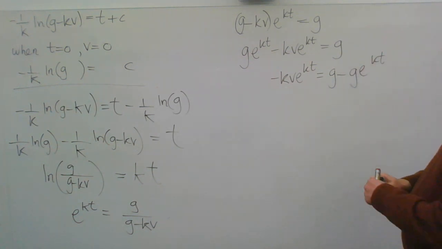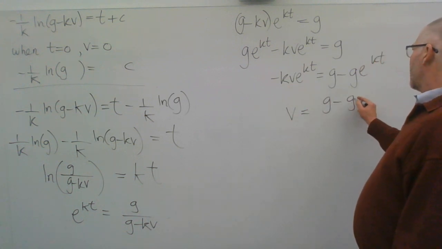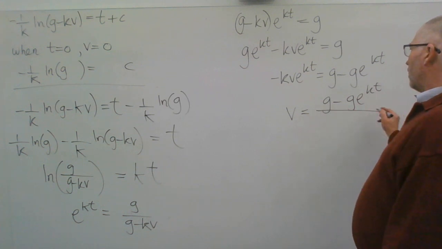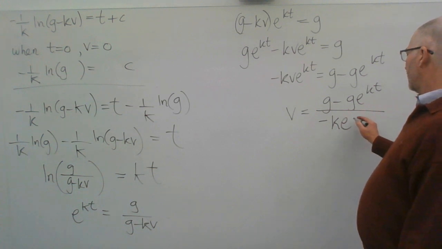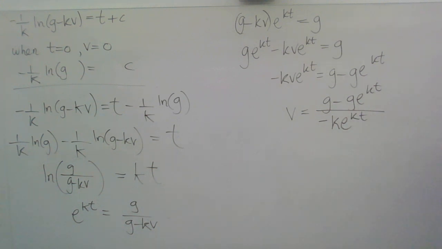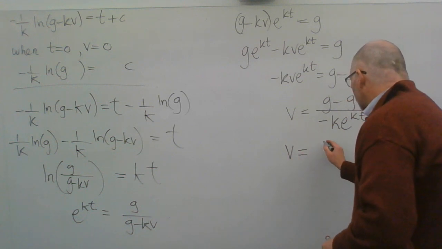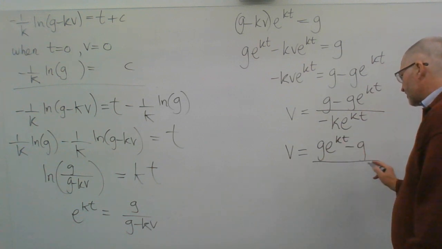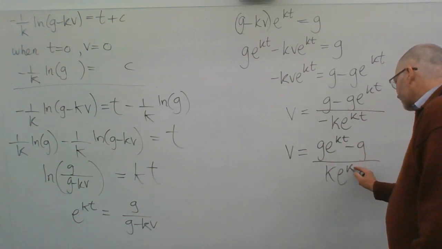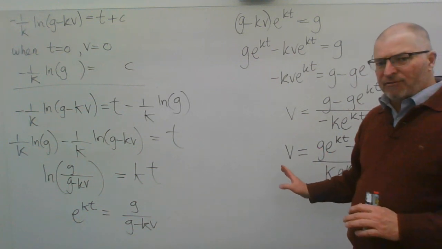Am I still on the board? Yep. Okay. So get v by itself. v is equal to g minus g e to the kt on, and divide by minus k e to the kt. Okay, I'll just swap this around. So v is equal to g e to the kt minus g, swap the top and get rid of that minus off the bottom. Now, that equation there, that's fine.